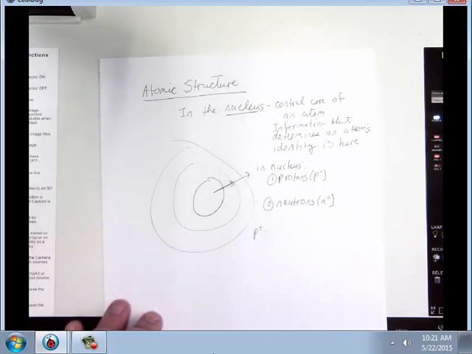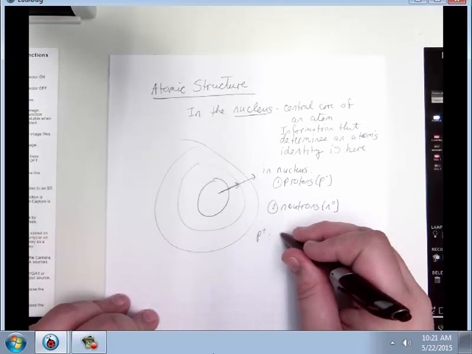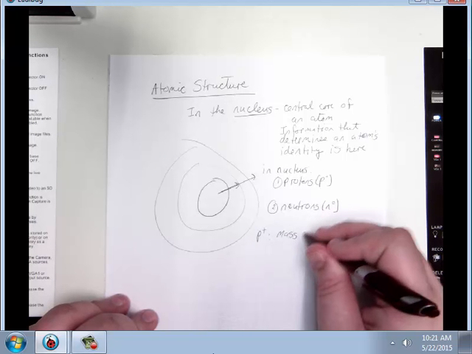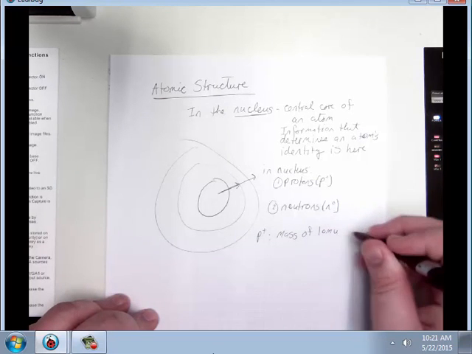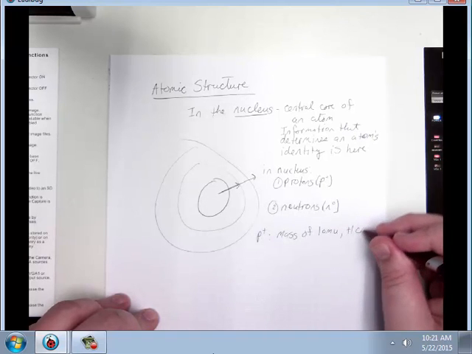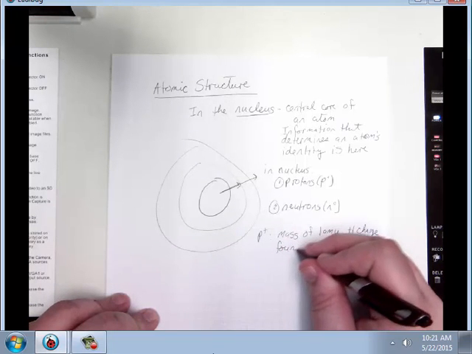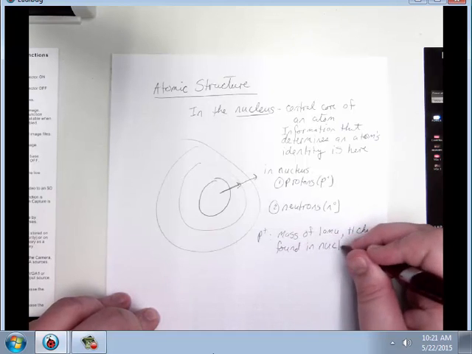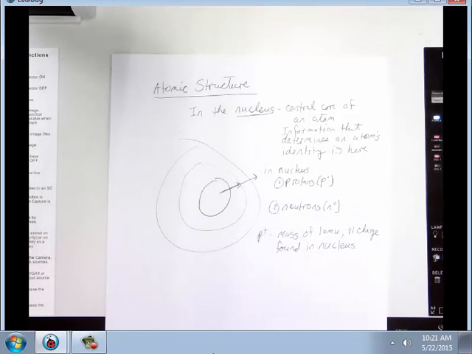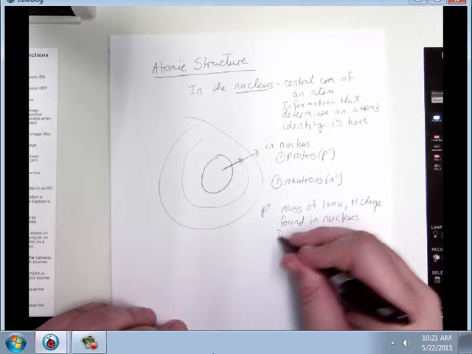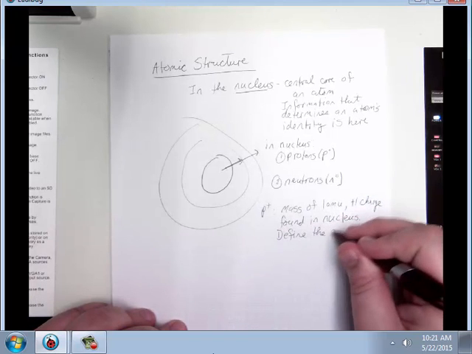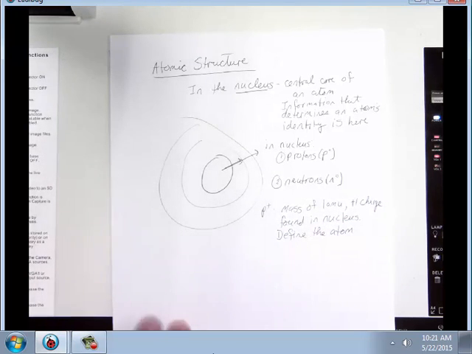Protons have a mass of 1 AMU, plus 1 charge, and like I said, found in the nucleus. Protons define the atom. If you change the number of protons, you've changed the element you're looking at. So this is what's the difference between two different elements. All right, this tells you what element you're looking at.